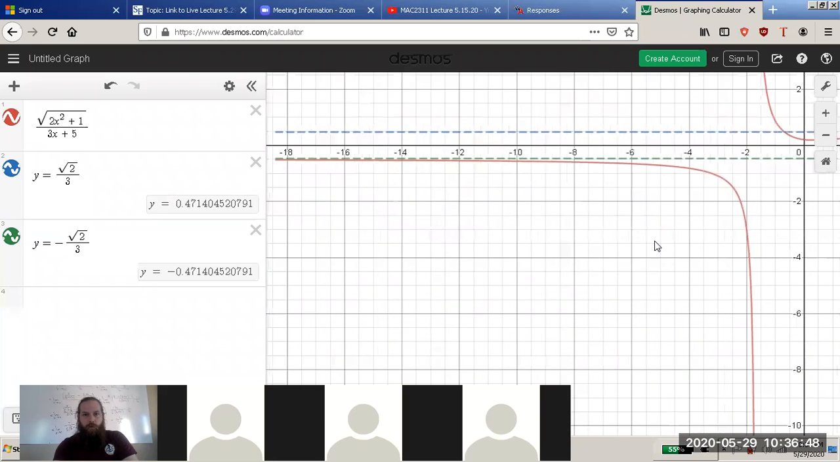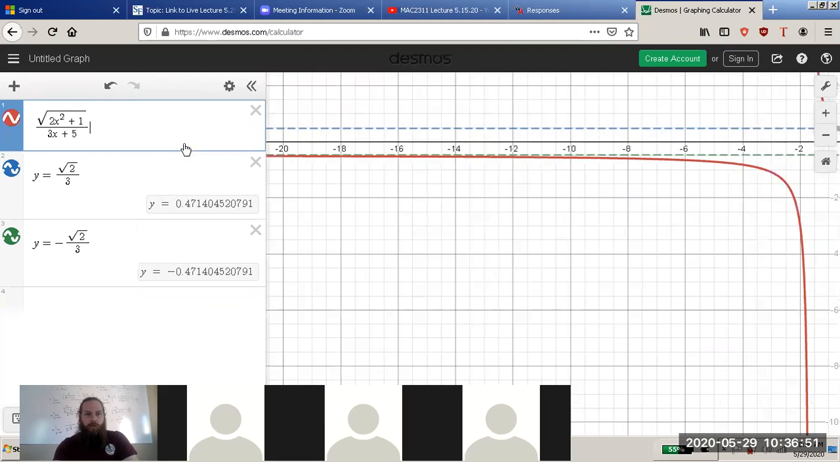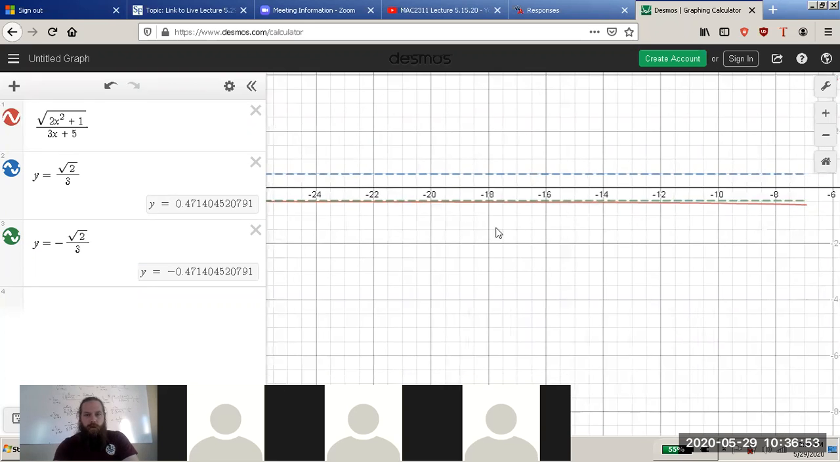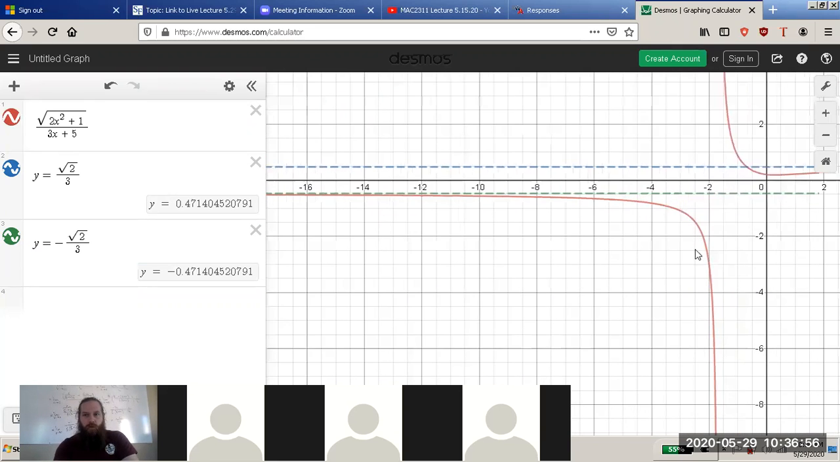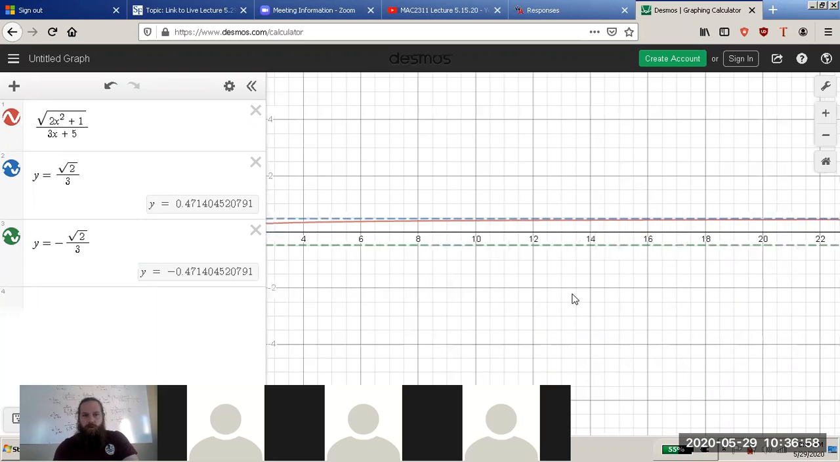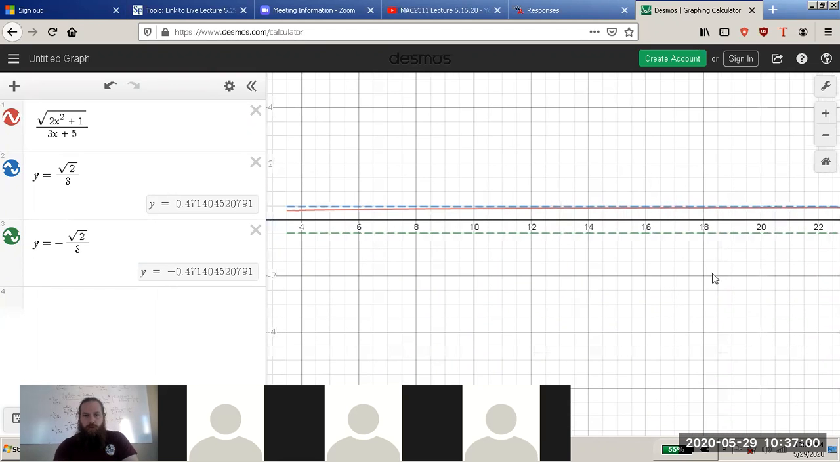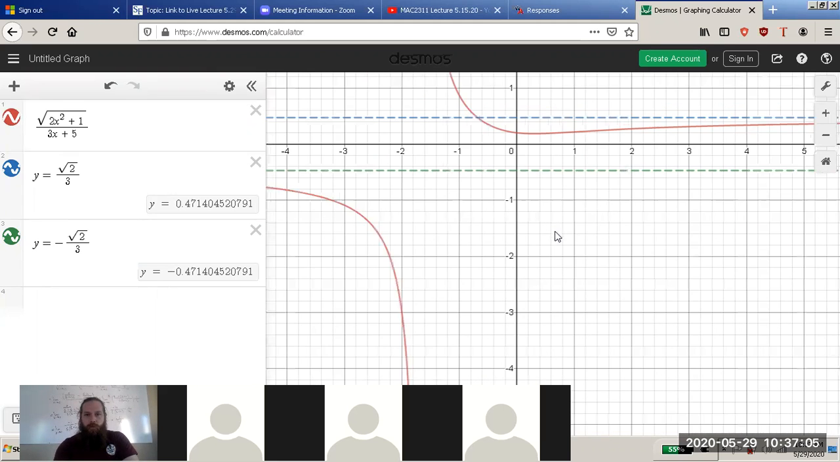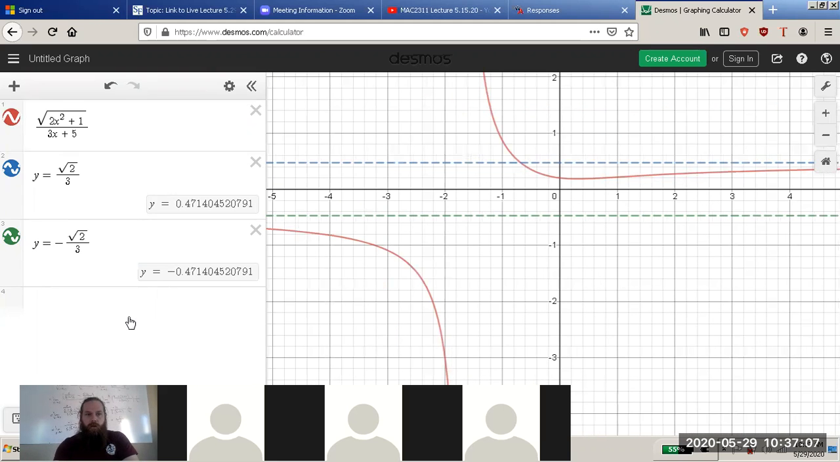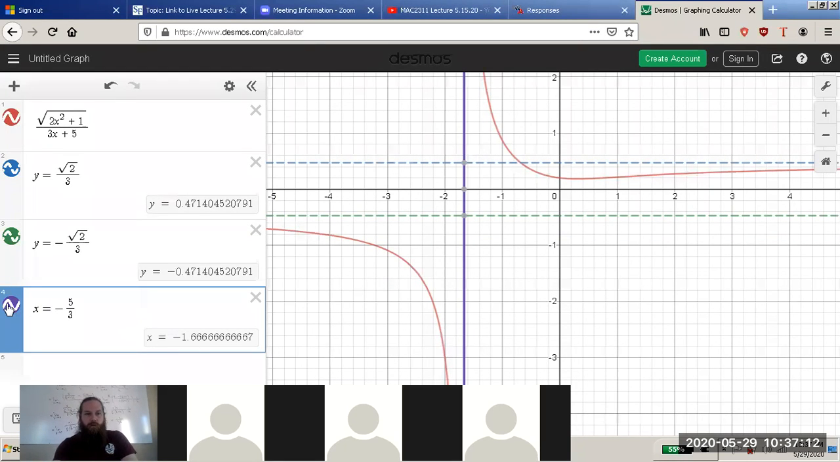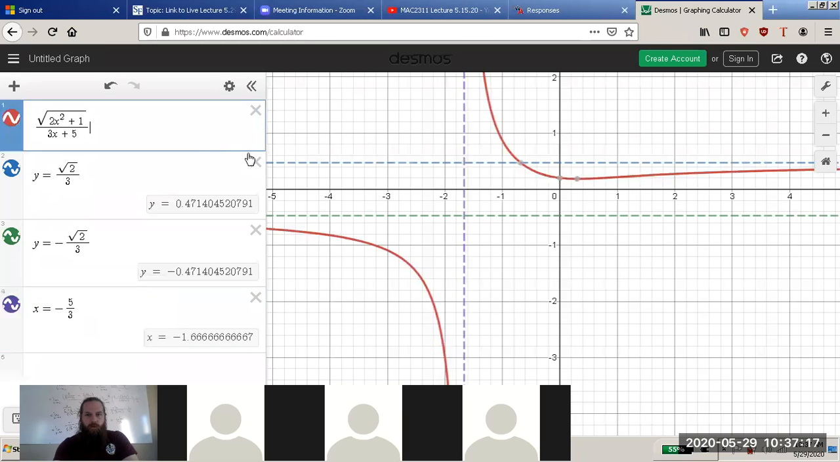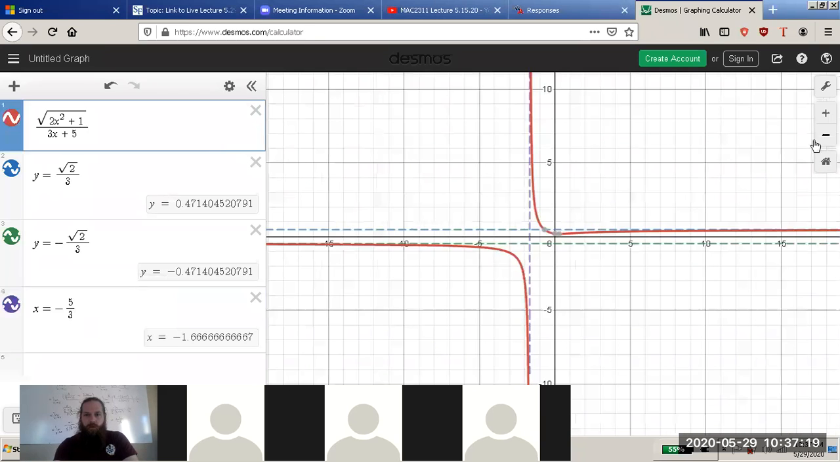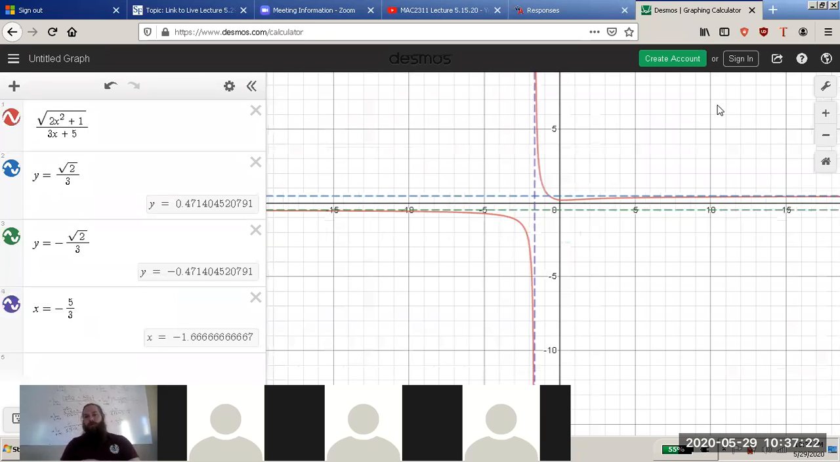All right, so as we go further and further out in the negative direction, the red graph is getting closer and closer to the green line. And as we go further and further in the positive direction, the red graph is getting closer and closer to the blue line. So just like the arctangent function, this function has two different horizontal asymptotes, and it also has a vertical asymptote right here where we said it did. All right, so these are all the asymptote information for this function.